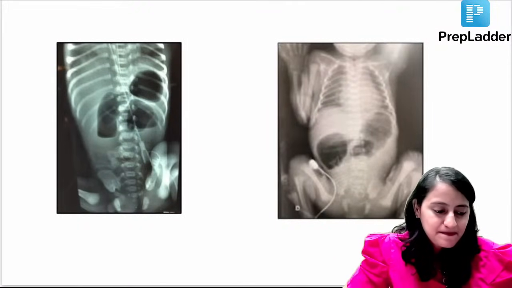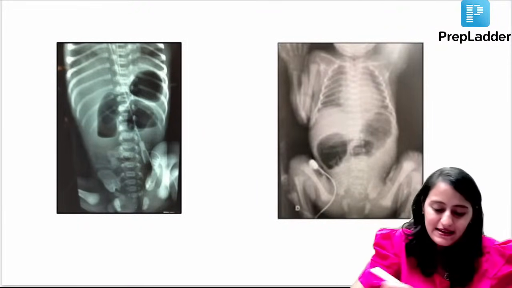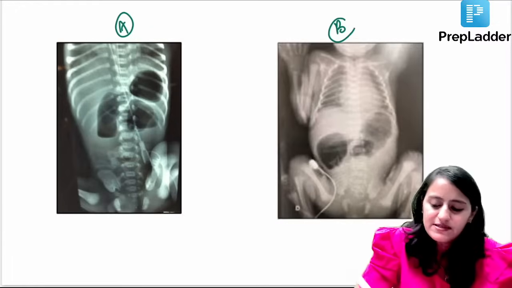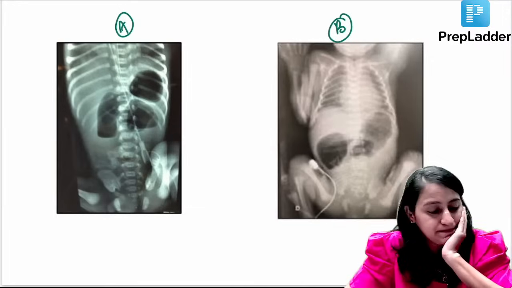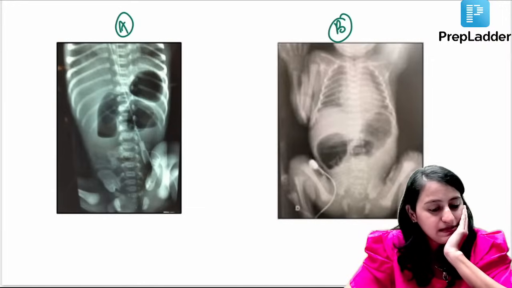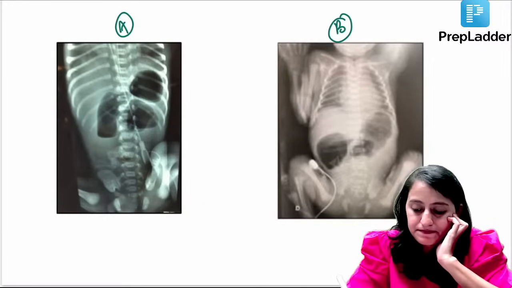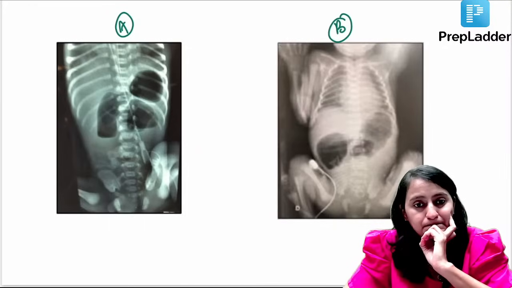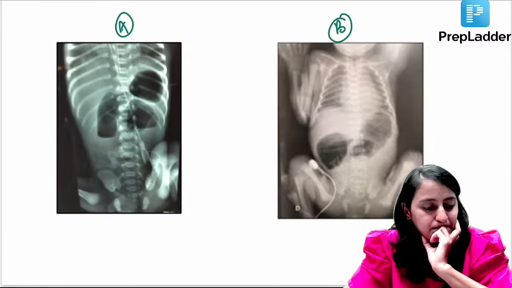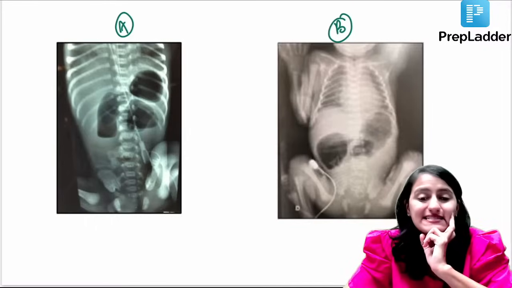Correct. Correct, Dr. D. Look at the image A and the image B. Tell me, what is the diagnosis in these two images? A and B. Very good. Triple bubble sign and double bubble sign.